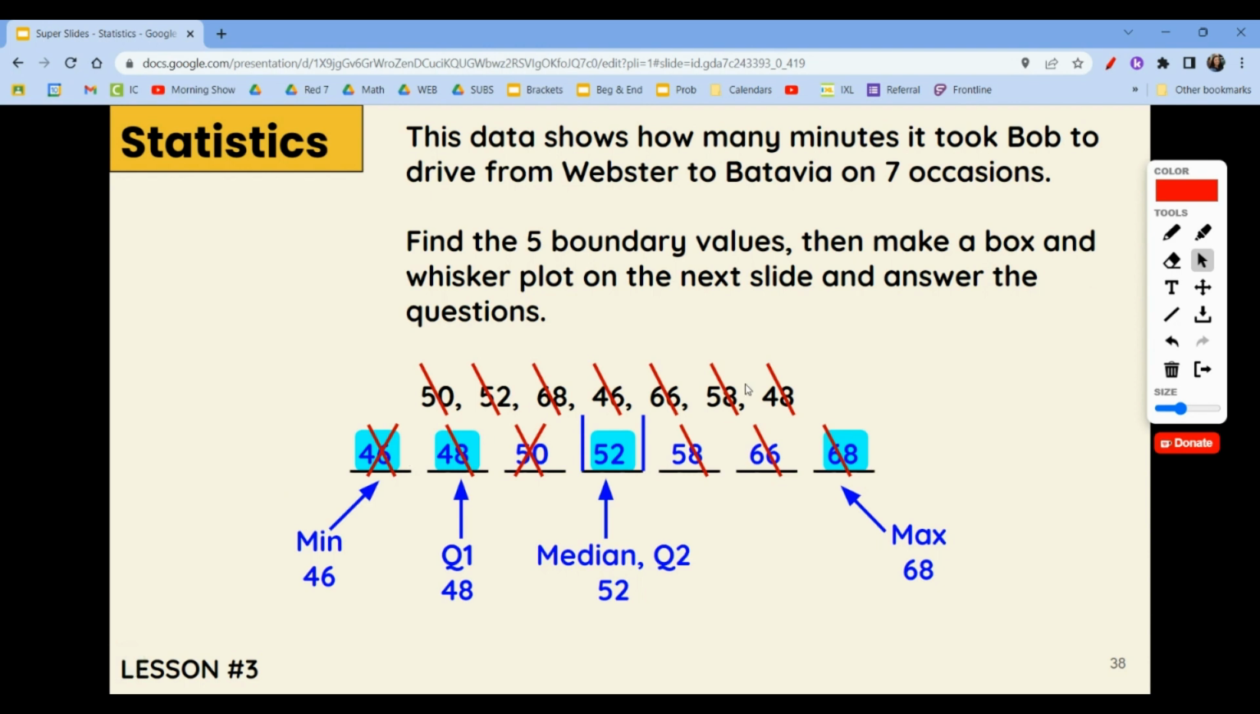And now we're going to look at the upper half of data and find the median of the upper half, which is Q3. Q3 is 66. So these are the data points that we're going to bring to the next slide and make a box and whisker plot.